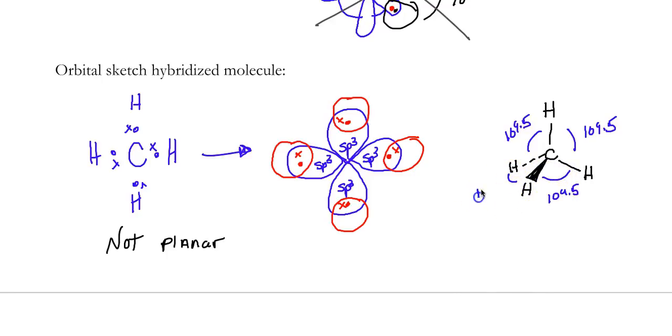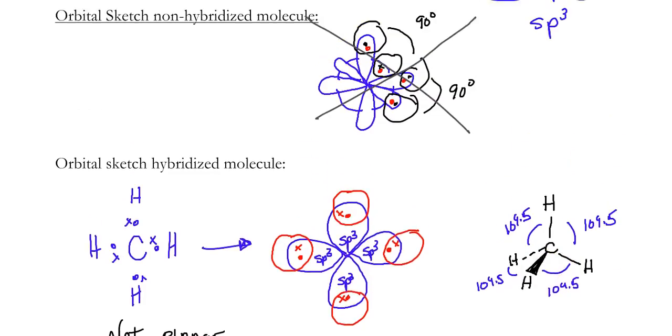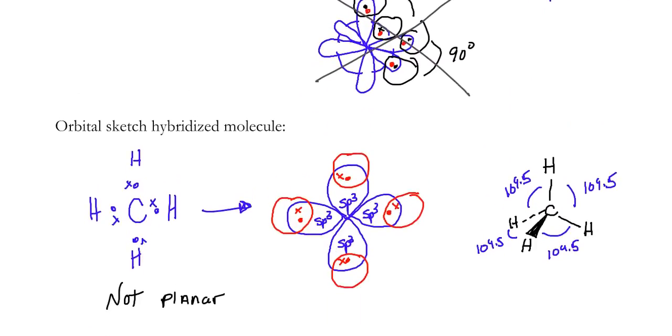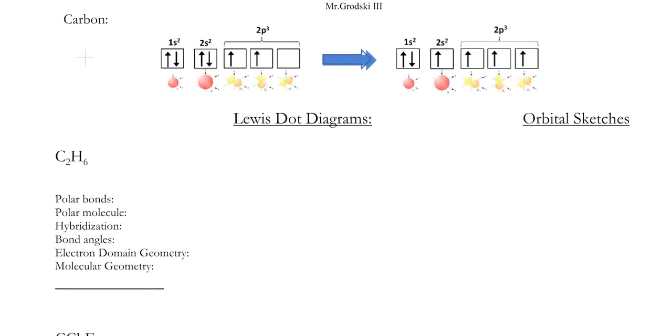Even this is 109.5, okay? And these bonds are all the same. So again, hybridization helps us explain the fact that experimentally all these bonds are the same energy and we're getting this shape. We can't do it with just regular s and p orbitals. So let's continue on our discussion.